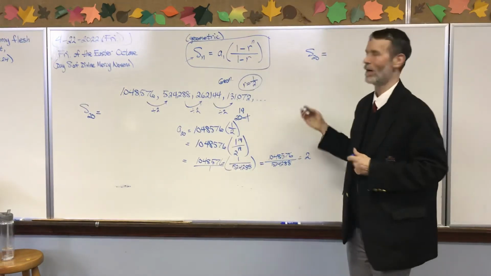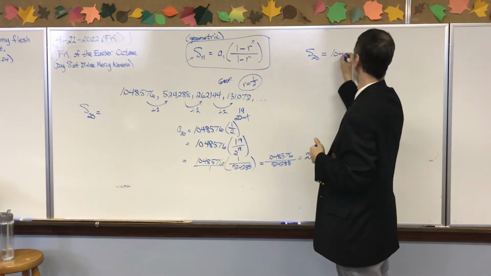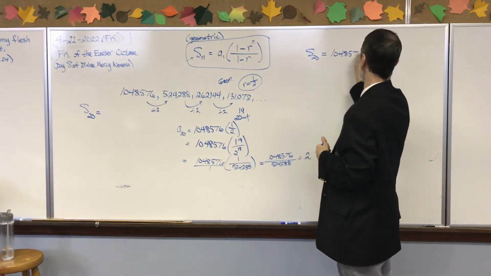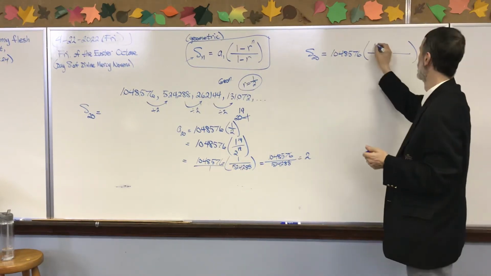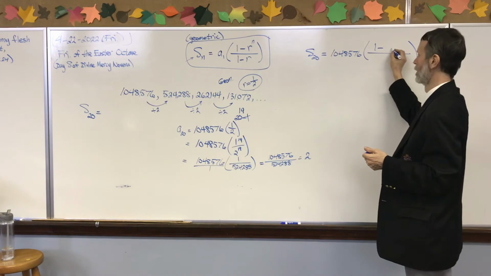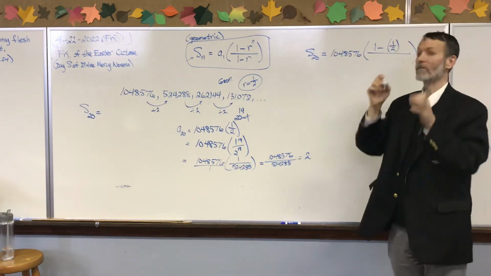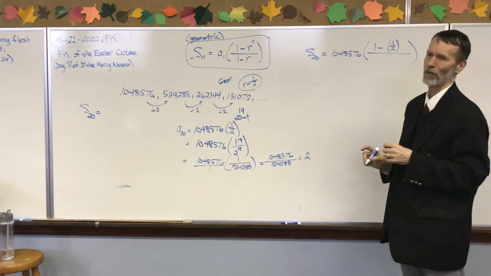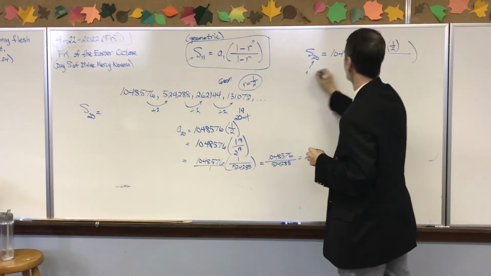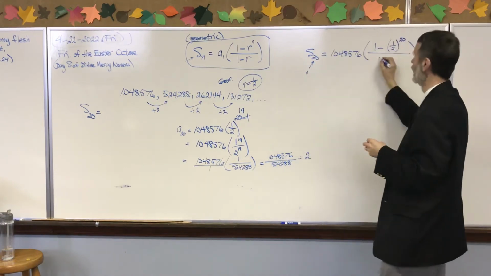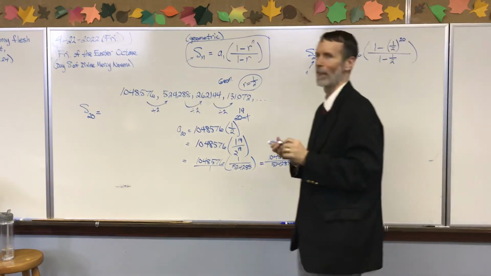Here's your first term, which is what? 1,048,576. Uh-huh. Parentheses, big fraction. 1 minus 1/2, sort of. Not 1/2 n, but 1/2 to the nth power. In this case, what power? 20. Yes, because this is n. 1/2 to the 20th power over what? 1 minus 1/2. Go ahead and write that down, everybody.